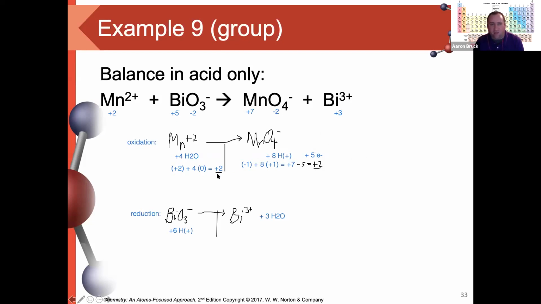I can rewrite my half reaction. My half reaction is going to be manganese 2 positive plus 4 waters makes permanganate ion plus 8 hydrogen ions plus 5 electrons. And so this is my oxidation half reaction.